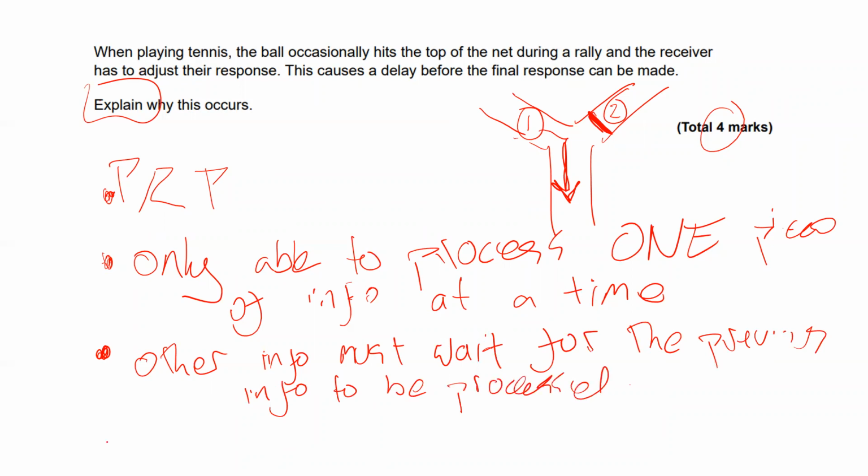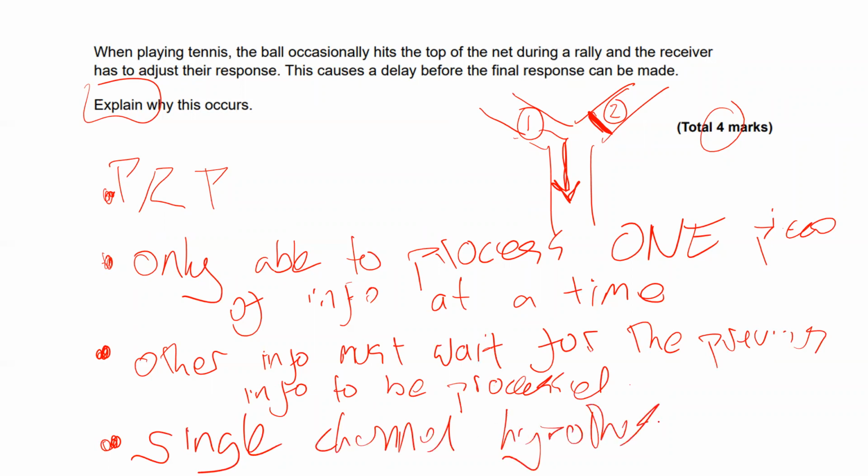And the name of that delay is called the single channel hypothesis. Okay, that's what the overall process is. This is the single channel hypothesis. This is what's used to explain it. So the delay is the psychological refractory period.